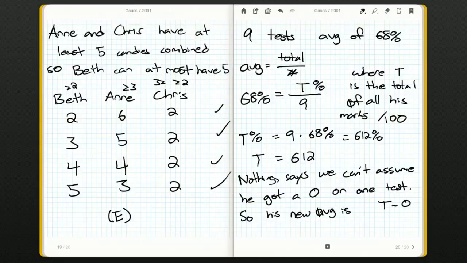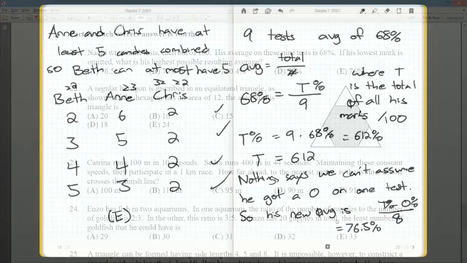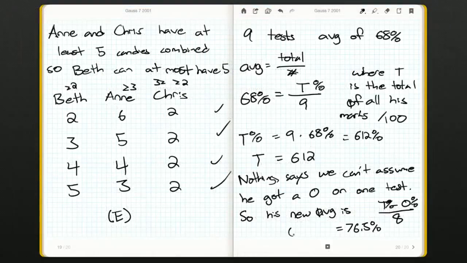So new total is our previous total, however many marks he previously earned. And we can just say, well, let's assume he got 0 on the test. And how many tests are we working with? Well, we're now working with just 8 tests. So that's going to be 612 divided by 8. So that's 76.5%. So T% minus 0%. And I think 76.5 was the first one. Yep, there it is. It's A. So our answer to 21 is going to be A.